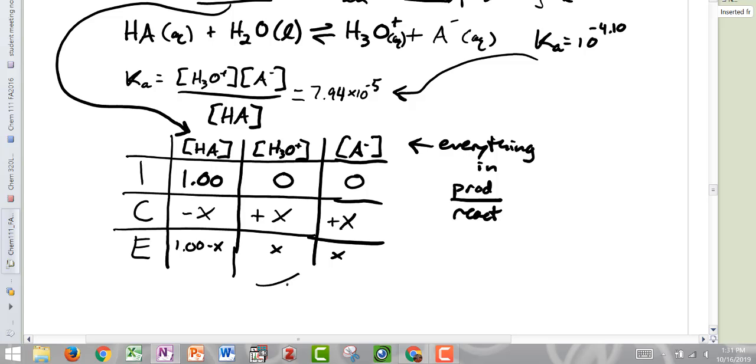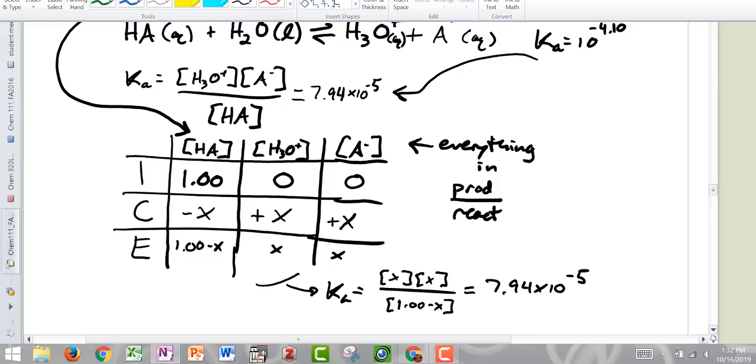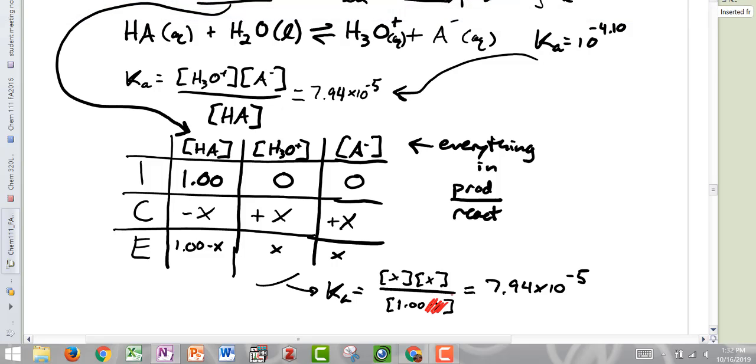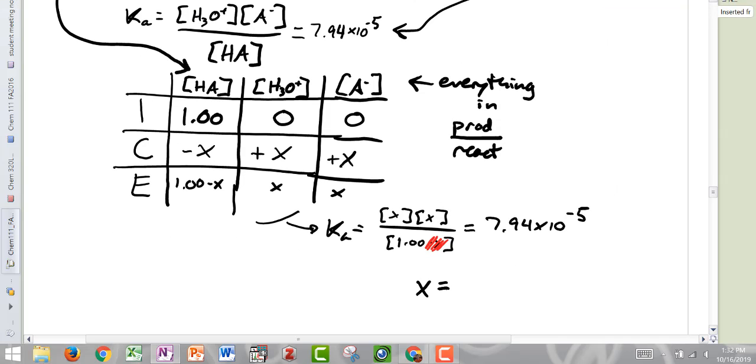Let's put this into Ka. Is X small? Sure, why not? Multiply both sides by 1. Take the square root. I might even save time and not multiply by 1. Feeling saucy.